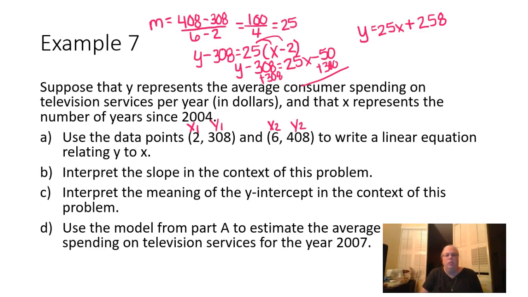B is asking us to interpret the slope in the context of this problem. The slope is 25, or 25 over 1. The y values stand for consumer spending, and it's in dollars. And then the x's stand for the number of years since 2004.